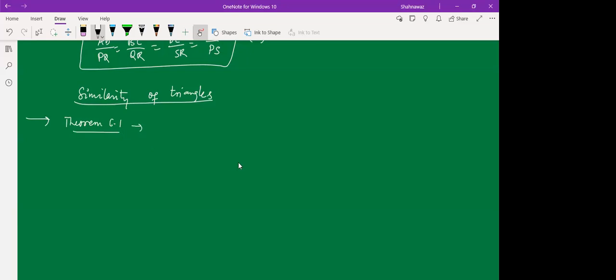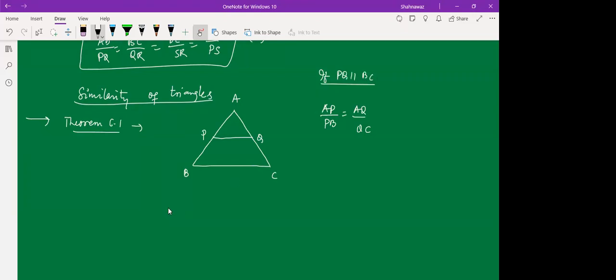In this exercise, we learned theorem 6.1, which says that if I draw a line parallel to the third side, starting from one side and joining the other side, so if I draw PQ parallel to BC in some triangle ABC, then AP by PB equals AQ by QC, if PQ is parallel to BC. So this is the first thing that we learned.